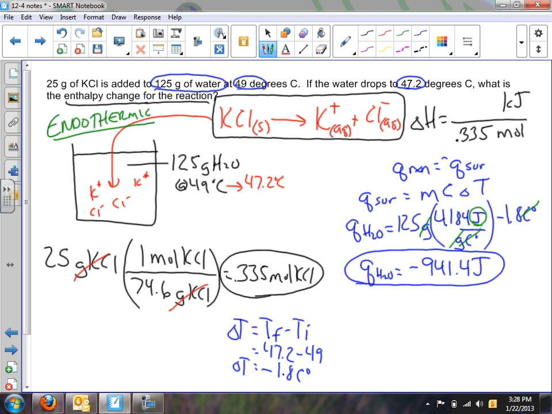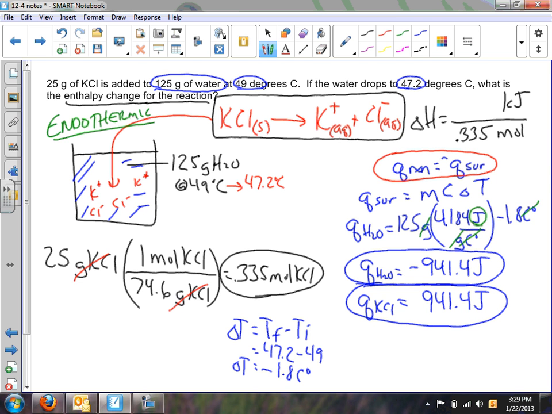So this is the amount of heat that the water in our calorimeter over here gained. But what I really want is, what is the amount of heat that the potassium chloride lost? Well, this equation right here says the Q of the reaction is equal to negative Q of the surroundings. So the two Q's are equal, you just have a different sign. So if my Q of the water is negative 941, the Q of the KCl is the same thing, but only positive.